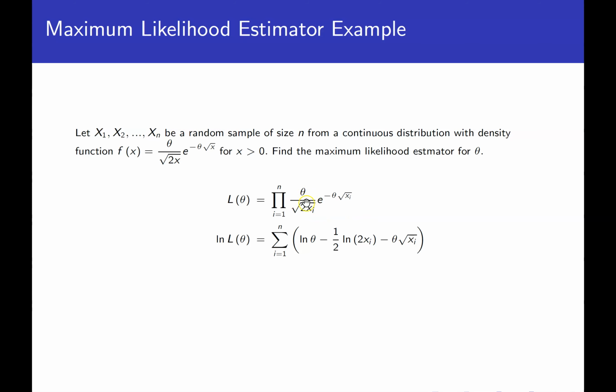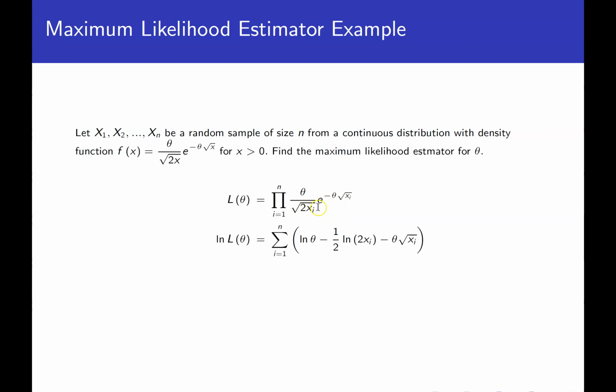So when we take the log of this product, the log goes on the inside with a sum on the outside. We take the log here of this quotient, we get log of theta minus log of 2x sub i, and we can bring the 1/2 down in front. This is a lot of unnecessary simplifying, because we're going to differentiate with respect to theta. This has no thetas in it. This is going to go away when we take the derivative.